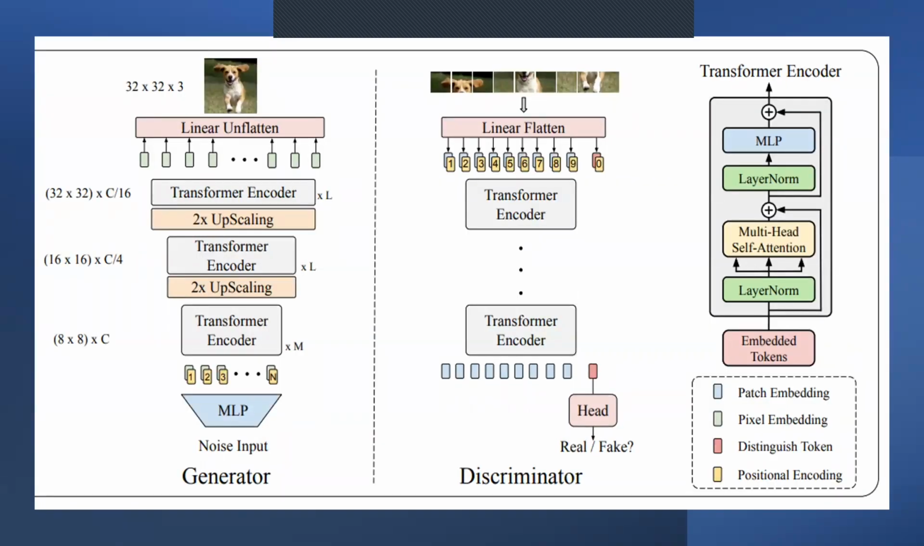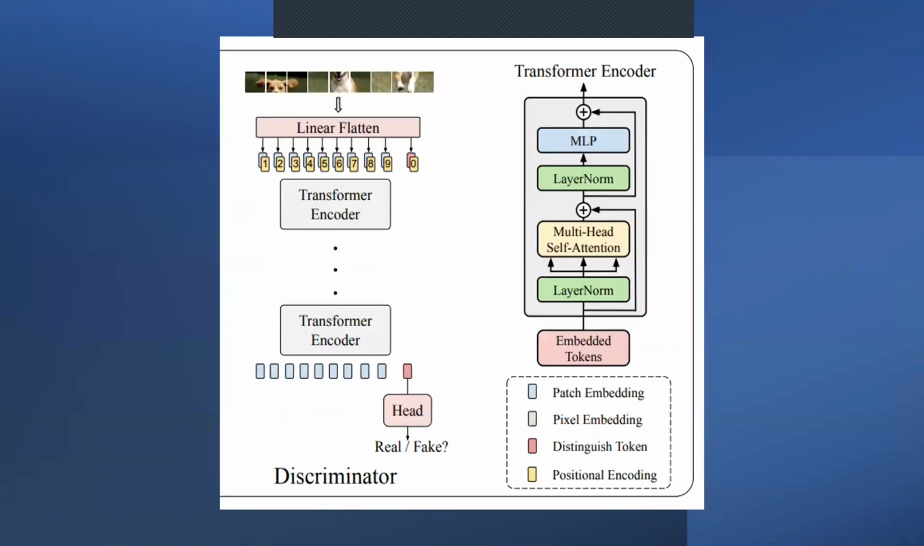The same as a normal GAN, it is composed of a generator and a discriminator. Let's look at the discriminator first. It is exactly a ViT, or a vision transformer, which is demonstrated in the paper "An Image Is Worth 16x16 Words". So what will happen if we put an image into a vision transformer?